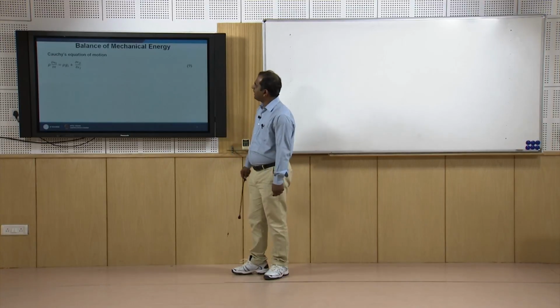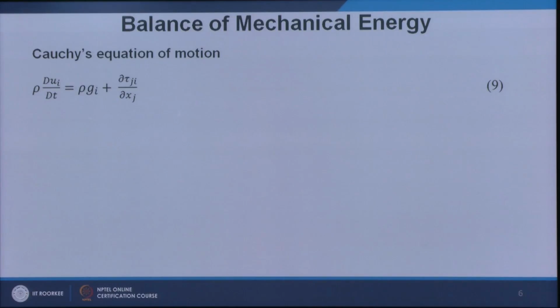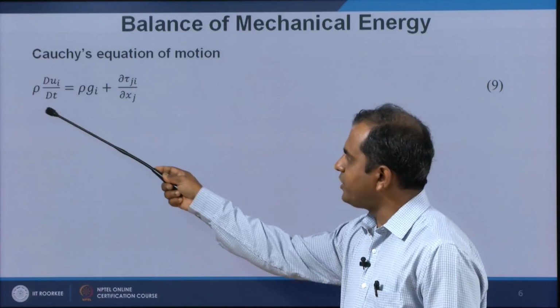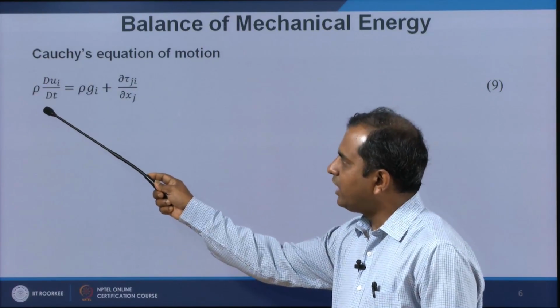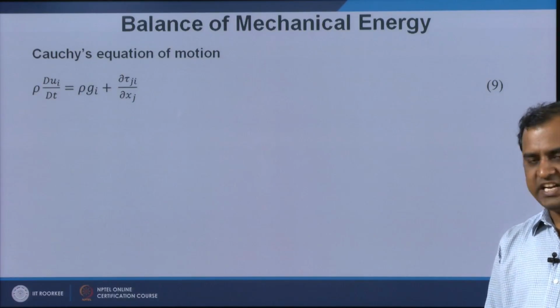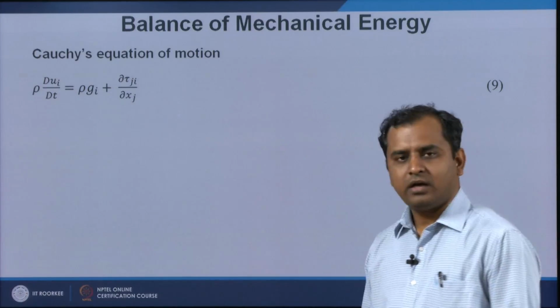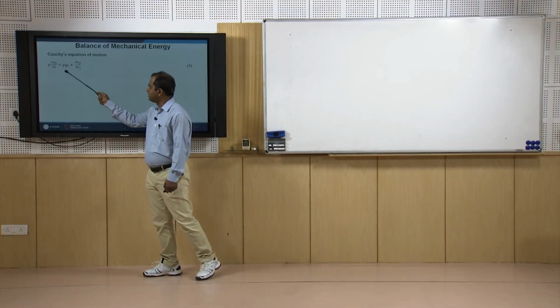So, for the mechanical energy balance equation, from our mechanics we know that Cauchy's equation of motion gives us this type of equation. In the left hand side we have rho into dUi/dt, which is equivalent to inertia. Then in the right hand side we have the body force related term, rho into Gi.